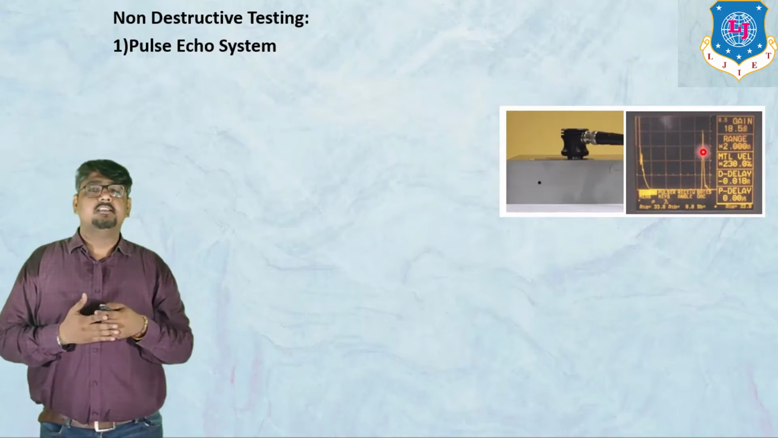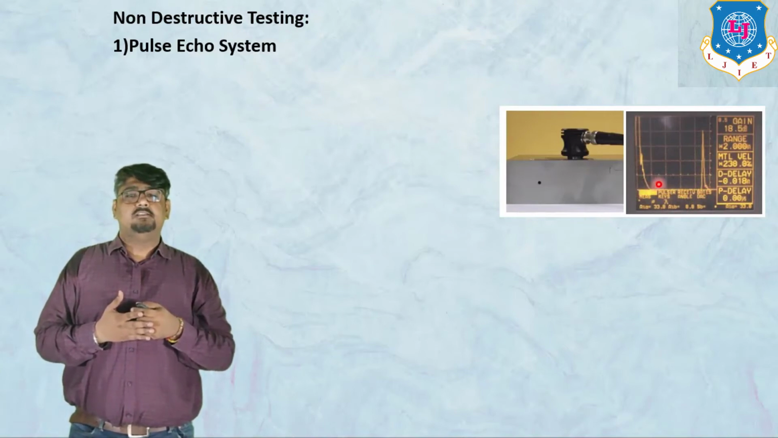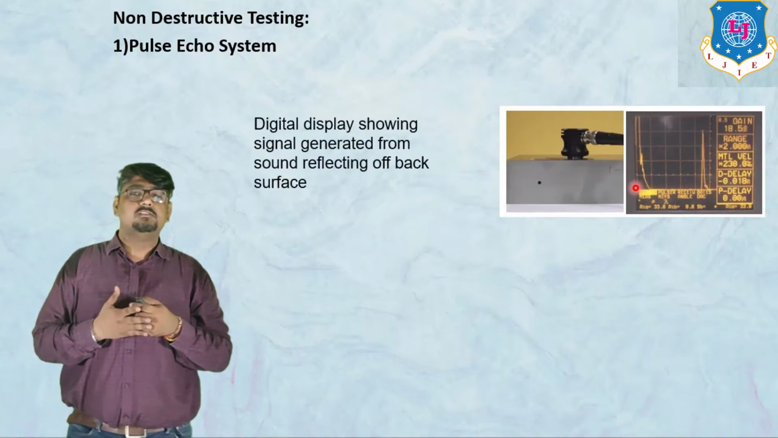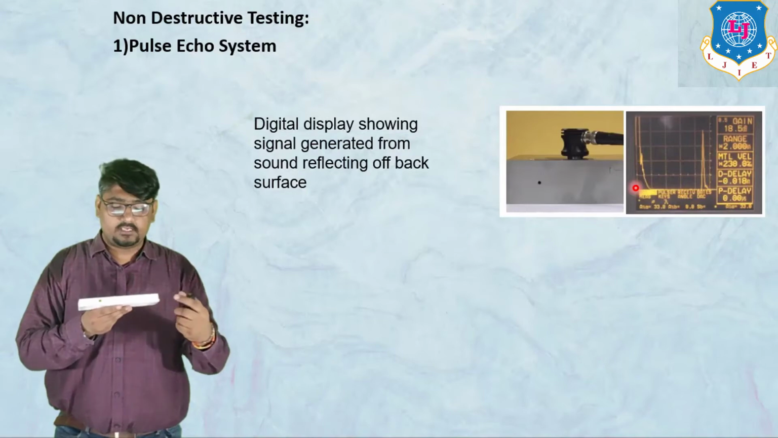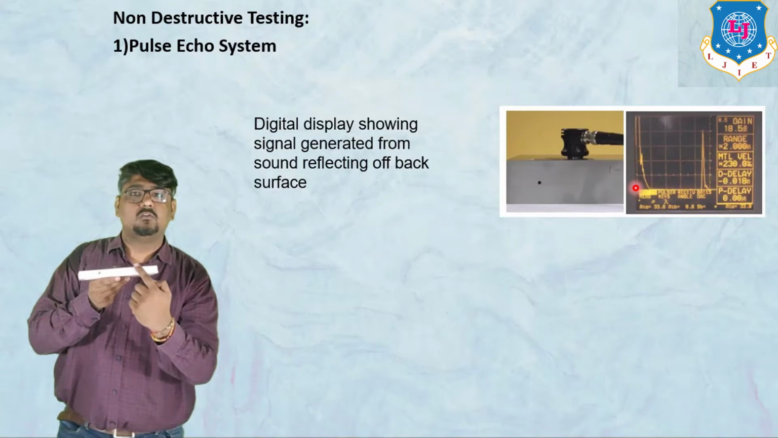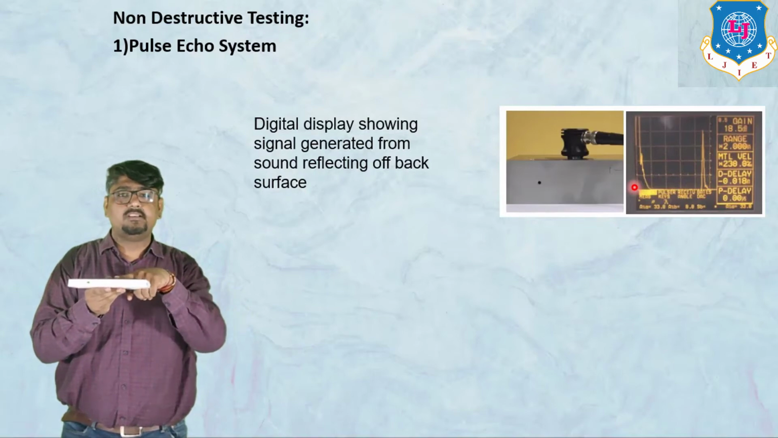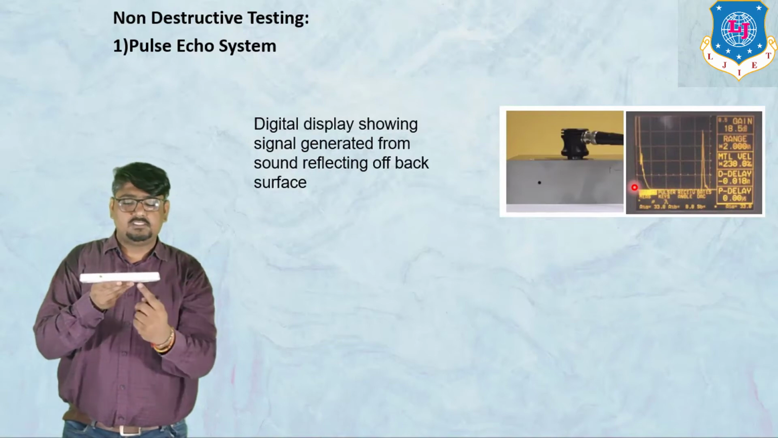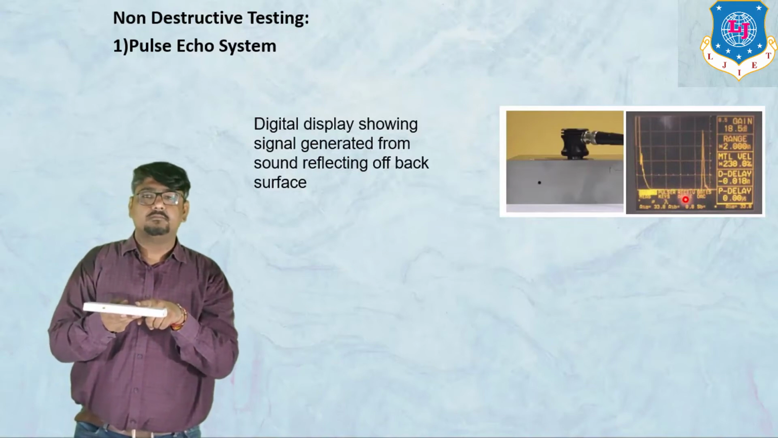The display shows the signal generated from the sound reflecting off the back surface. The sound is being reflected from the back surface, that is C. Because there is no defect right now, you need to see in this direction. In this direction, right now there is no defect. Sound is being sent, so on this surface A, the first peak is there, you can see, and at the end, for the surface C, the other peak is there. You can see it in the figure.